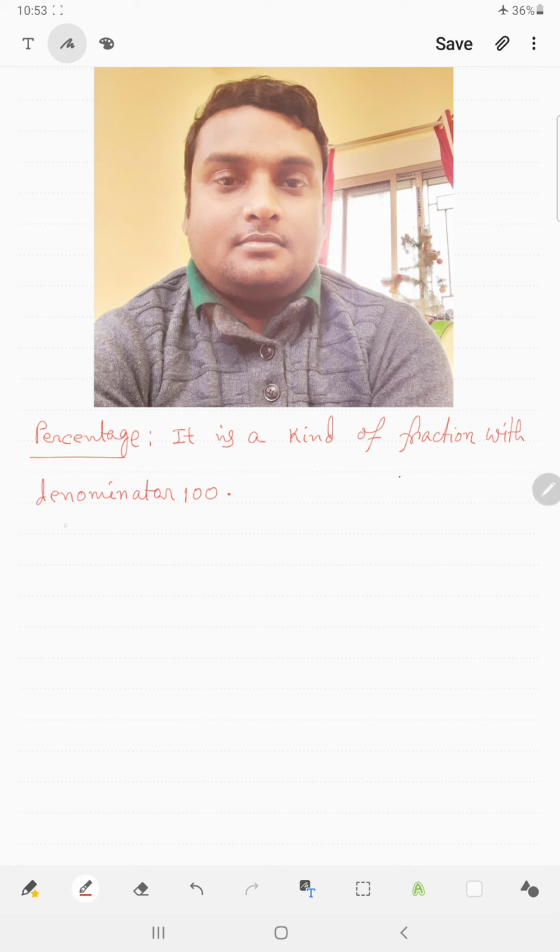Just for example, I can tell you 7 by 100. If I write here 7 by 100, that means it is a fraction with denominator 100. So whatever is there in the numerator, that is 7, we will say that it is 7%.